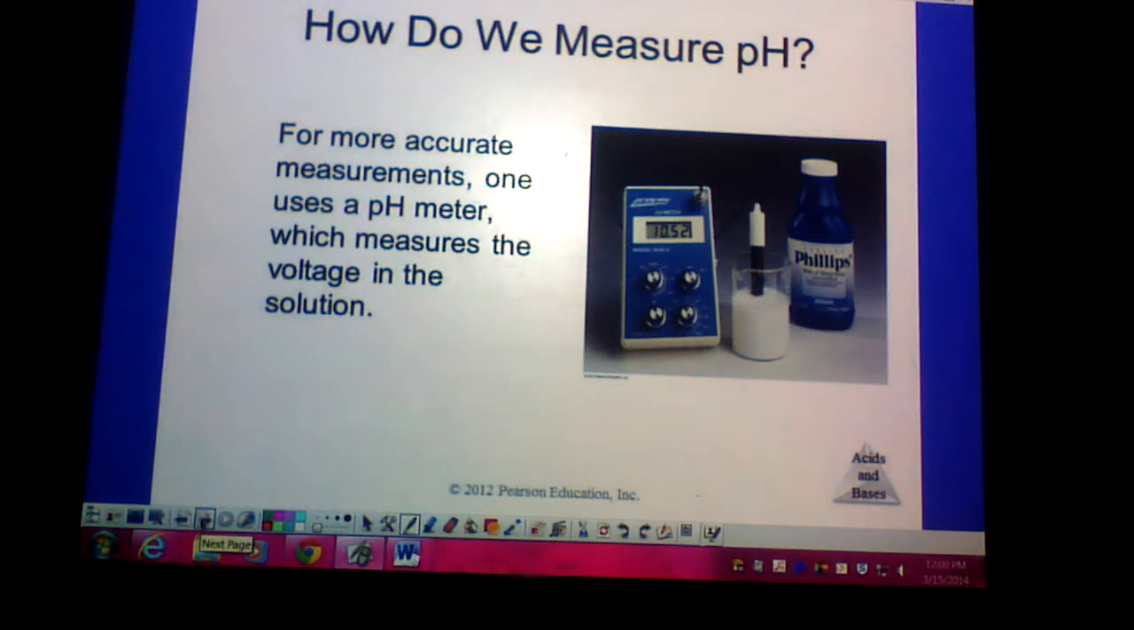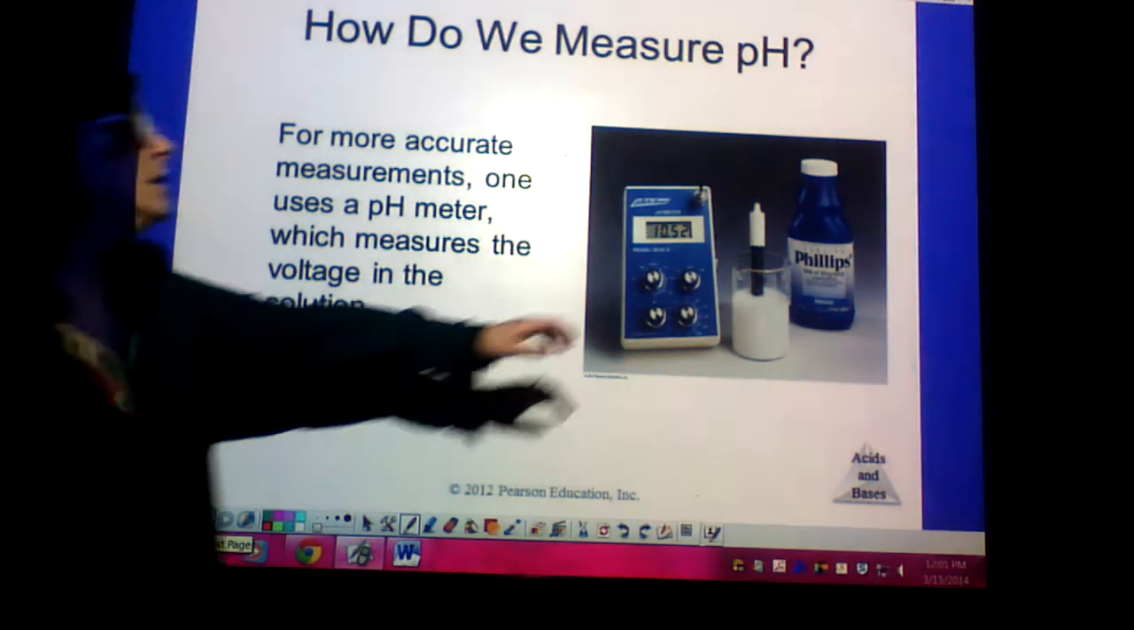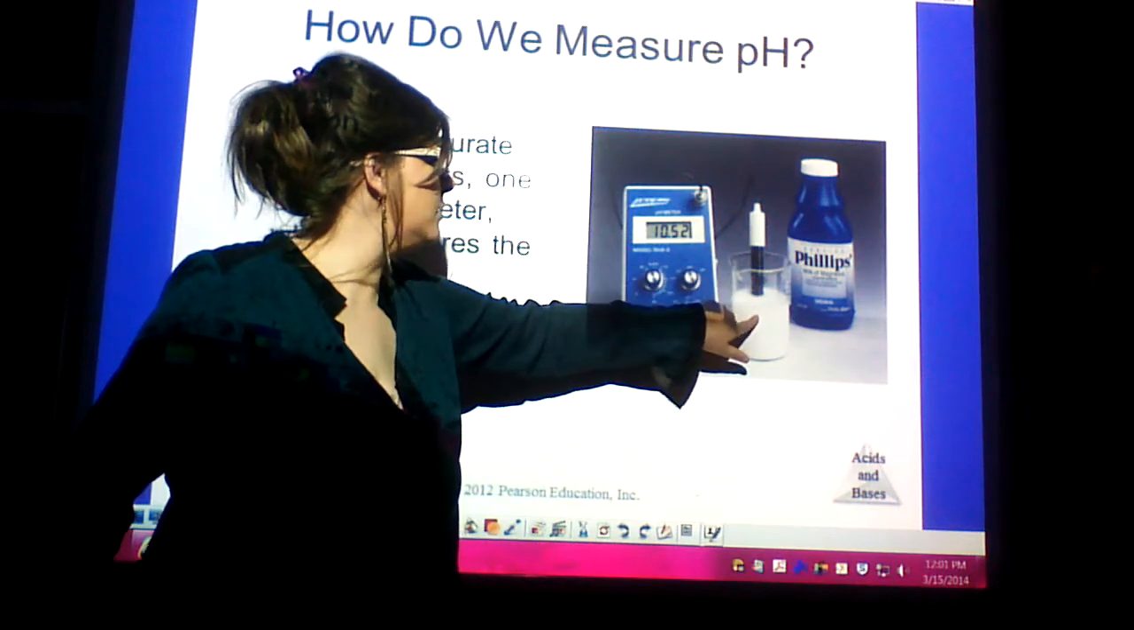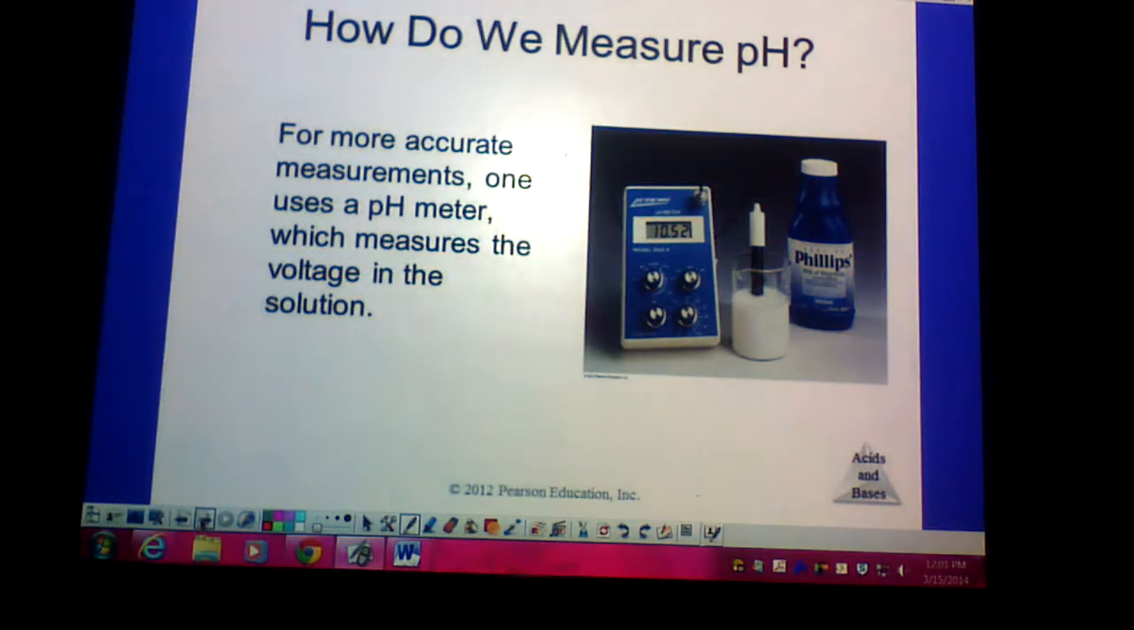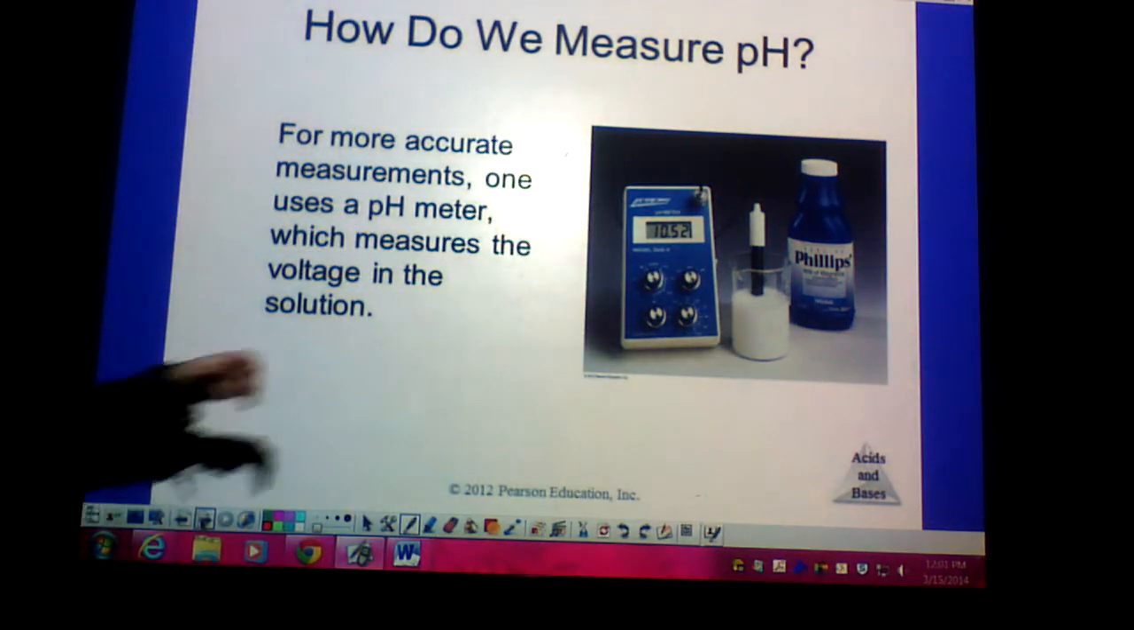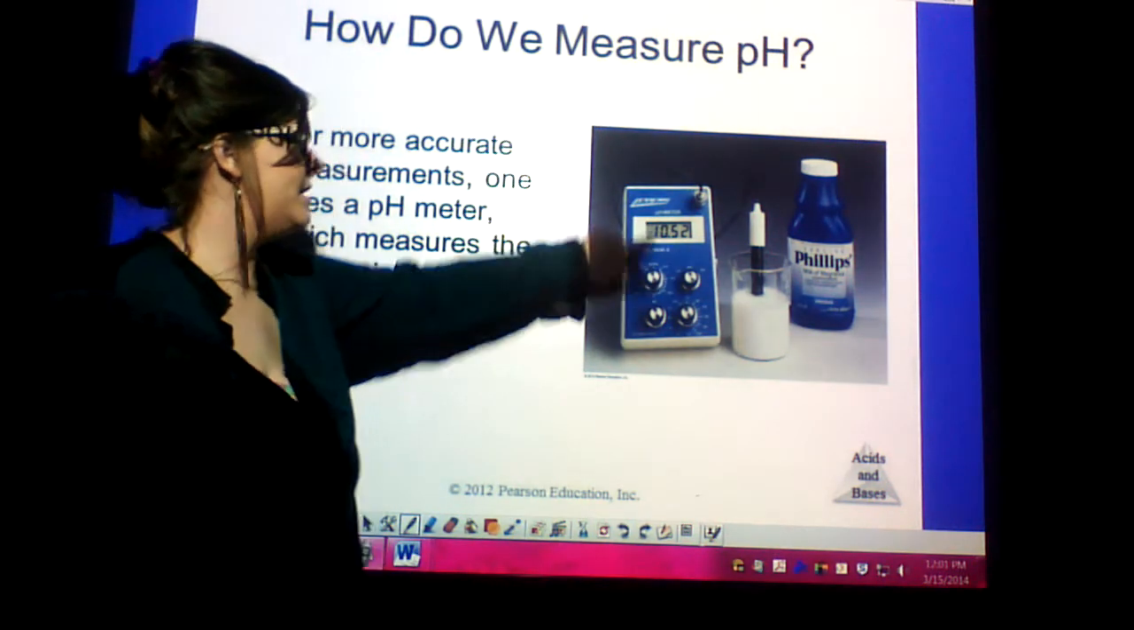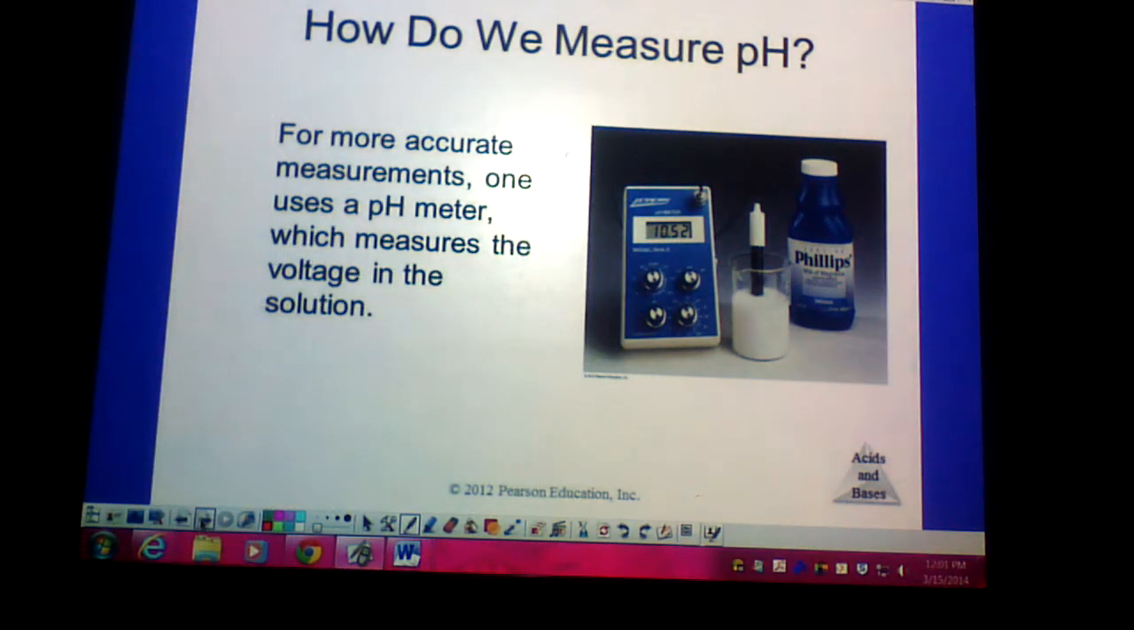If we want a more accurate measurement for acids and bases, then we're going to use something called a pH meter. And ultimately, we just stick an electrode in. So the electrode is right here. This electrode is attached so that we can measure the pH simply by using voltages. We're going to be using these this week in class.